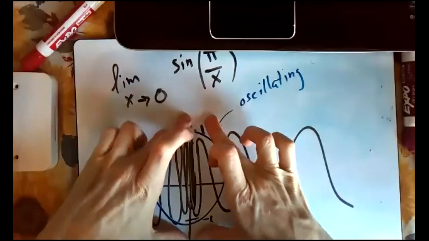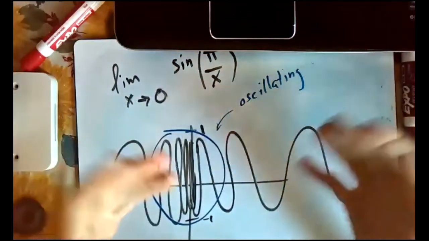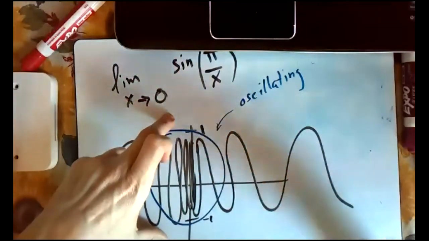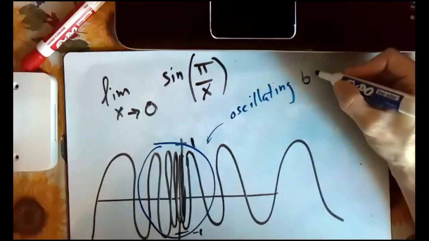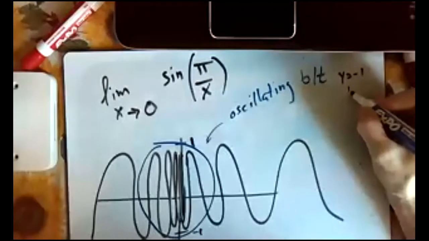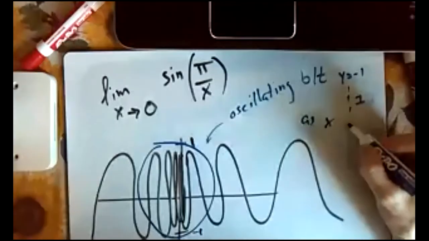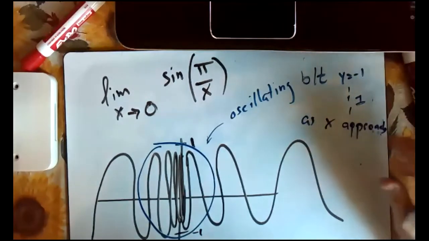Okay, so again, when y'all are seeing some kind of squishing action happening on a graph, on a curve, what that means is your function is bouncing really rapidly between two y values. In this case right here, it's oscillating between, so when I put b/t, that means between y equals -1 and 1 as x approaches 0.